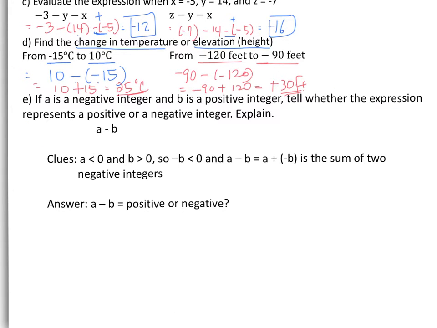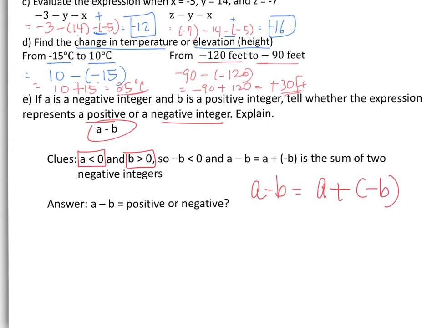Part E. If A is a negative integer, so we could represent that by A less than 0, and B is a positive integer, B greater than 0, tell whether the expression represents a positive or negative integer. Explain. So you know that when you subtract two integers, you can rewrite that as A plus negative B.